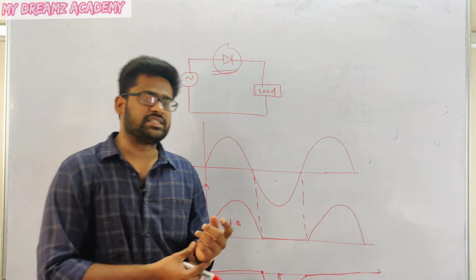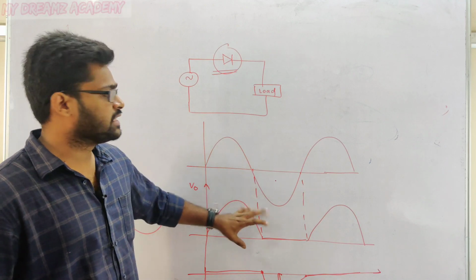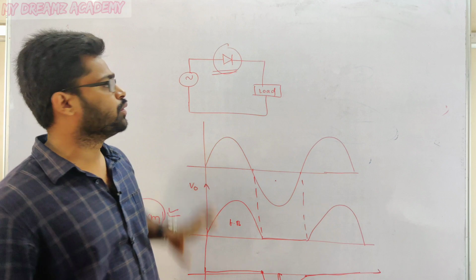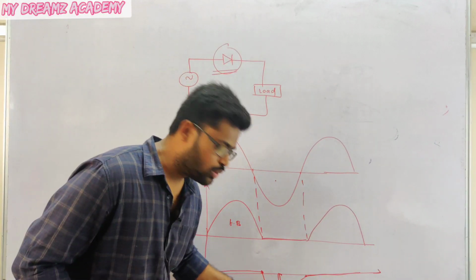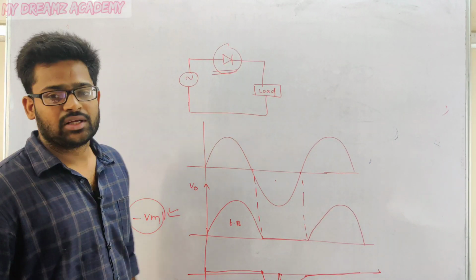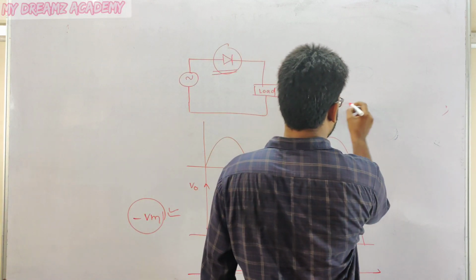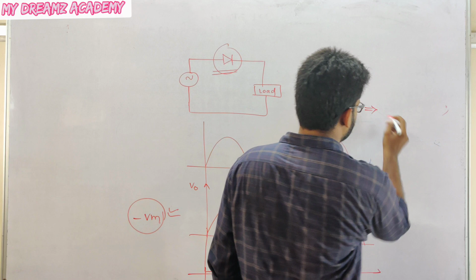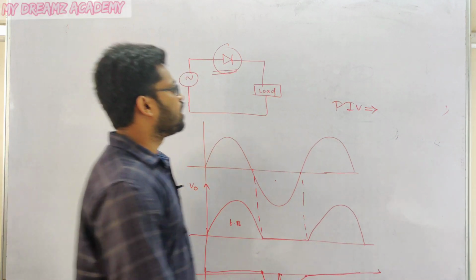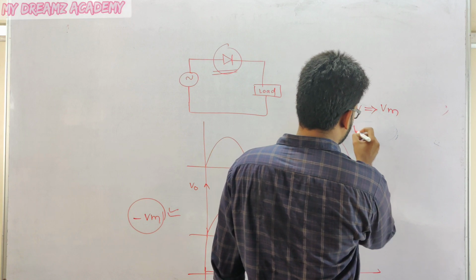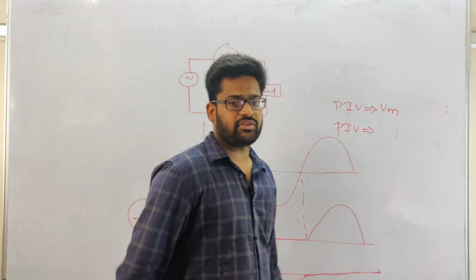Peak inverse voltage is defined like this. When the device is in the reverse bias condition, what is the maximum voltage that you are applying by using the source? This is the peak inverse voltage. So peak inverse voltage for the half wave rectifier is Vm. Similarly, peak inverse voltage for full wave bridge rectifier is also Vm.